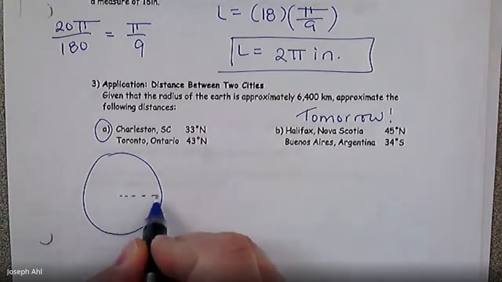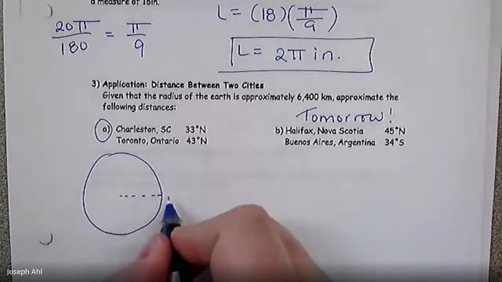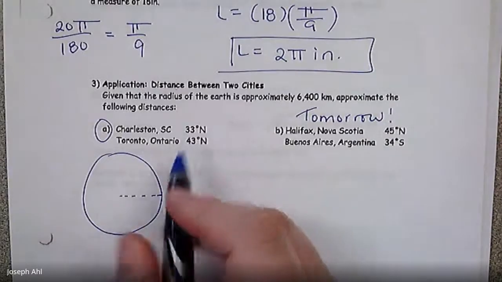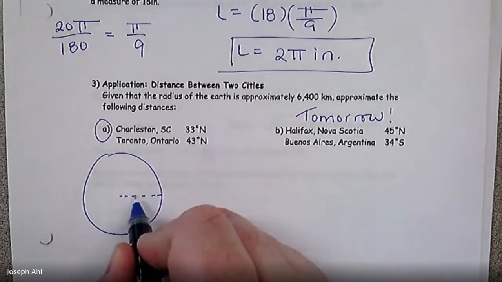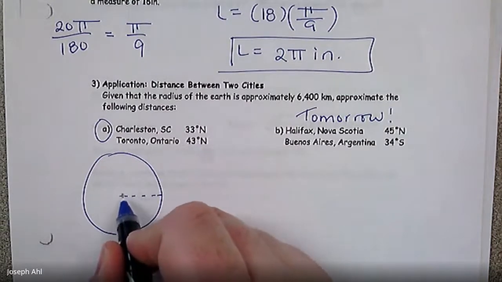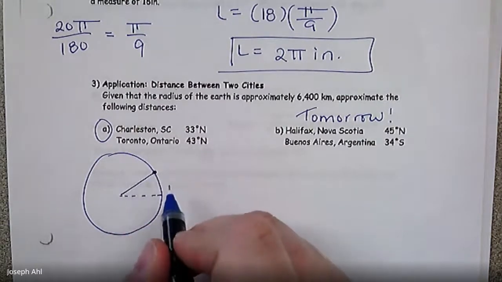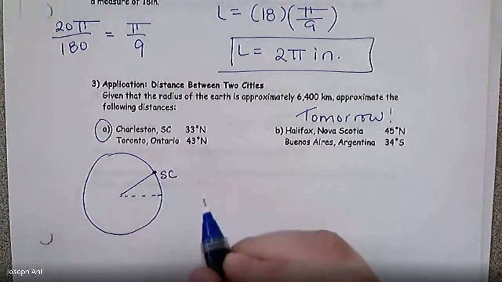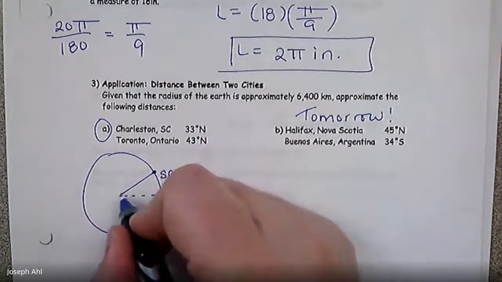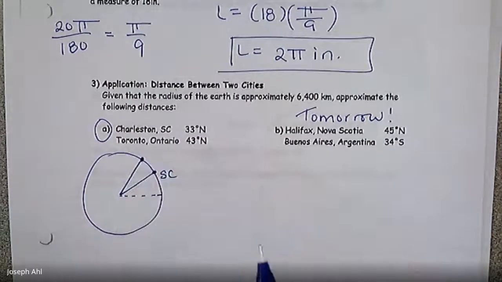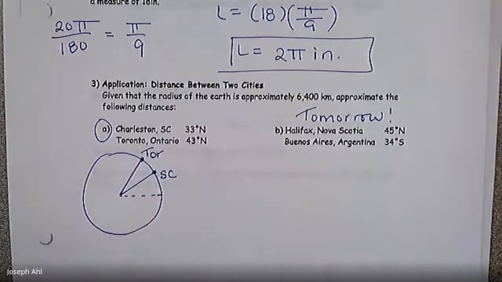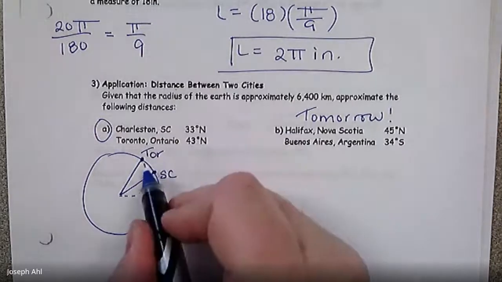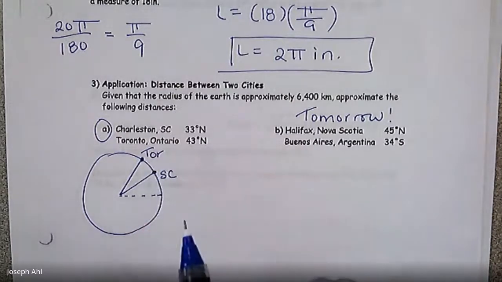What I want you to think about is where the equator is. The equator is at 0 degrees north. So we know that Charleston is at 33 degrees north. So 33 degrees north of the equator might look something like this, and I'm going to label this as South Carolina. And therefore 43 degrees north might look something like that, and there's Toronto.